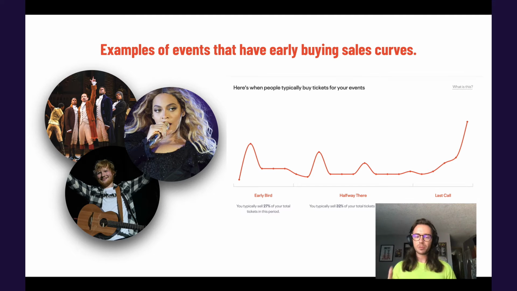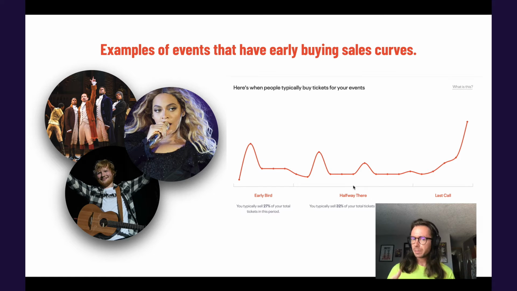So just some examples of events that normally have early buying curves and then late buying curves: generally your concert-oriented events, where we might have something like a pre-sale, we see a big spike of tickets during that initial on-sale, then sales die down for a little bit. We might do a little bit of advertising later down the road, and then as the urgency gets closer to the event, we normally see a really big spike in ticket sales. So for these types of events, we might want to be running the ads that go straight to our ticketing pages maybe near the early bird. We might not want to be doing it as much in the halfway-there period, and then maybe we're doing that in the last call period.